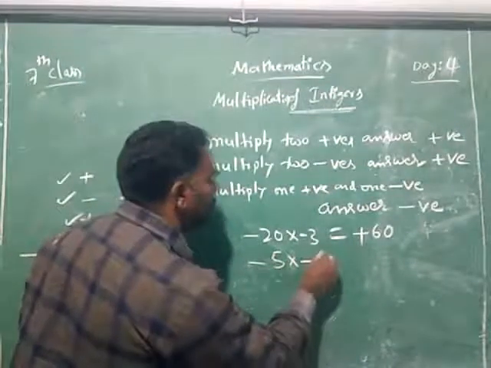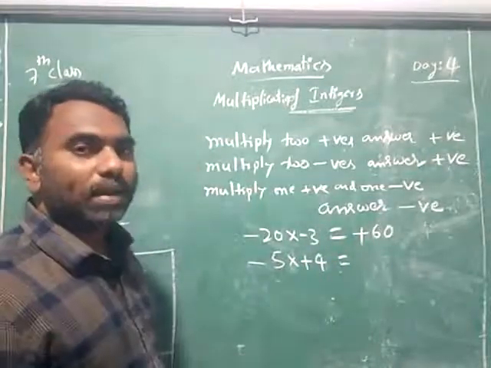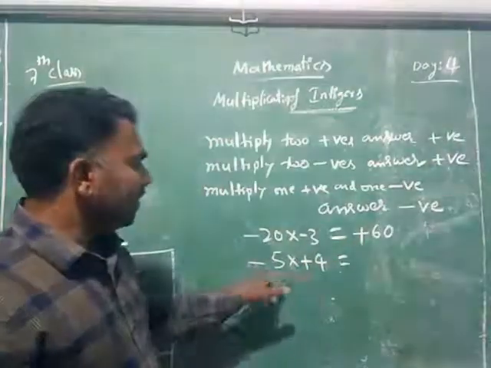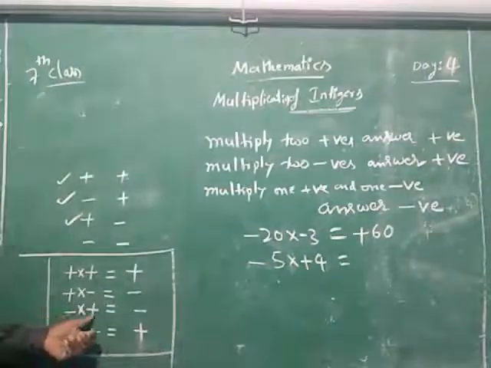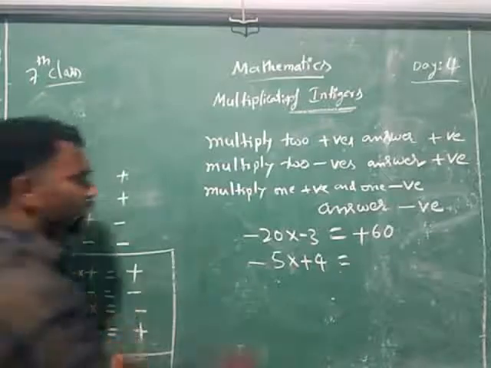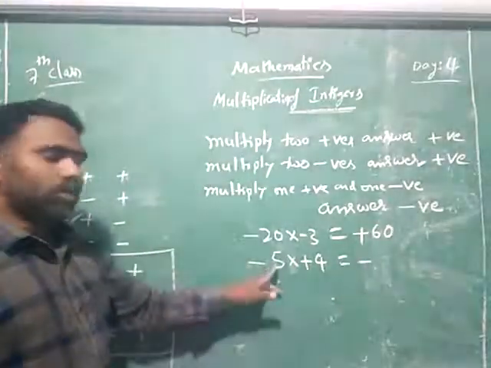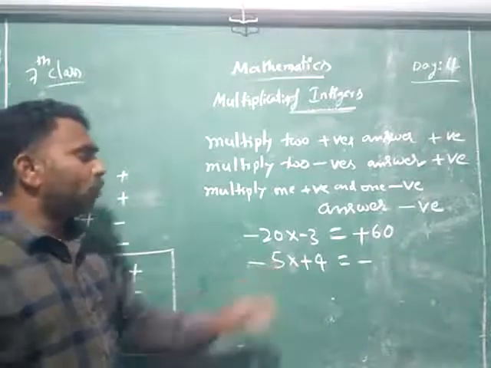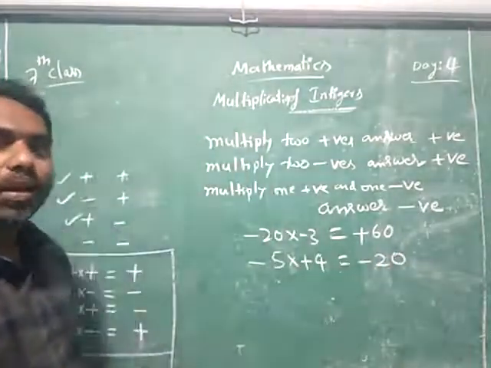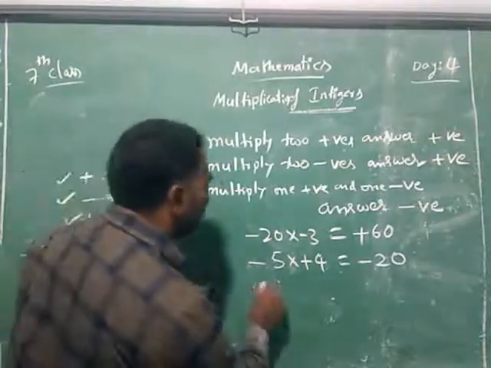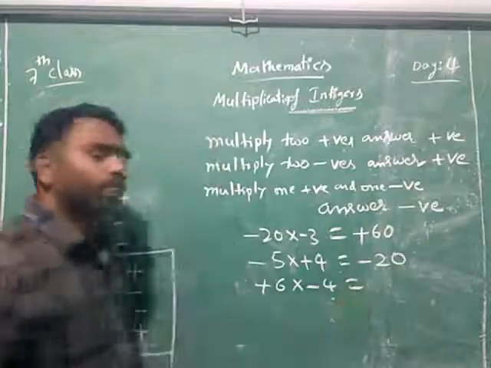Minus 5 into plus 4. First you should multiply the symbols. Minus into plus. See here, minus into plus will be minus. Next, multiply the numbers. 5 fours are 20.